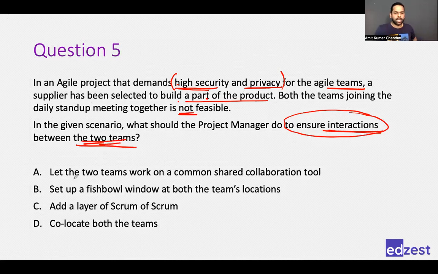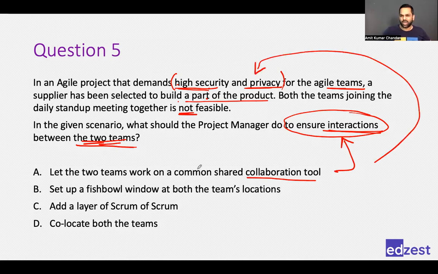Let's see. A: Let the two teams work on a common shared collaboration tool. Will it ensure the interaction between the two teams? Yes. Does it take care of security and privacy? Probably not. We are talking about a collaborative tool, so we are not providing privacy which is required for agile teams. Right? So might not be a good choice. Okay, because we're talking about privacy and security as well. Right? Then we go to B.